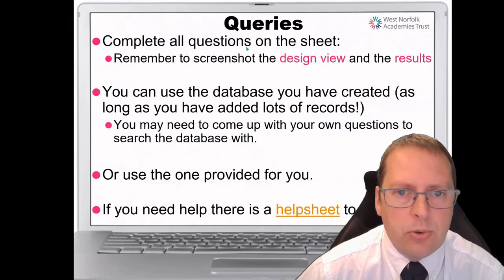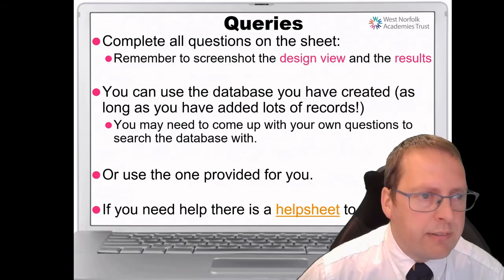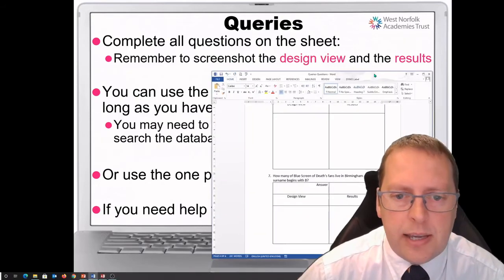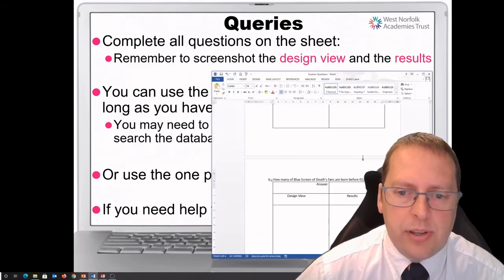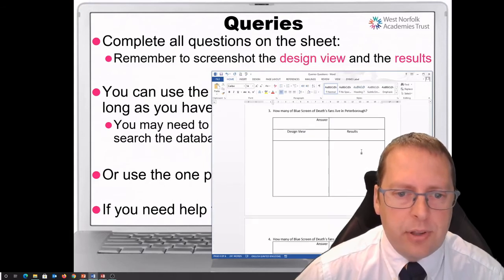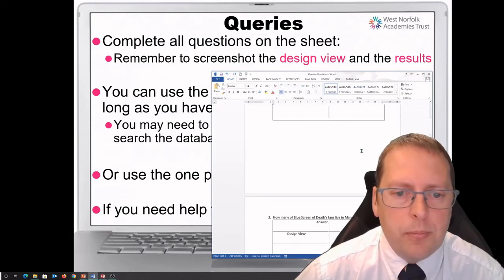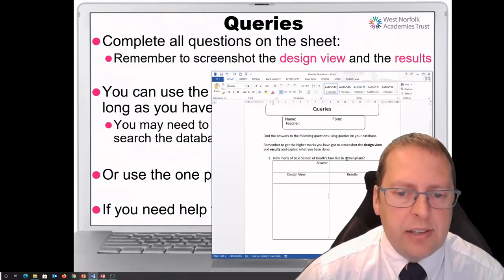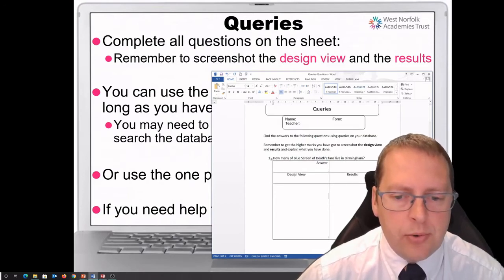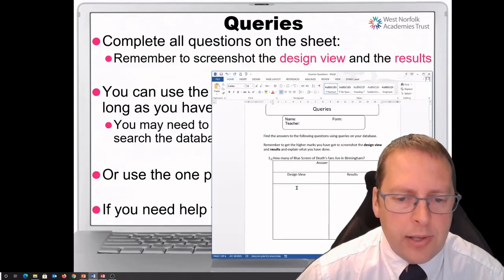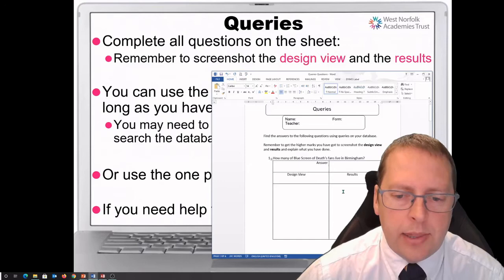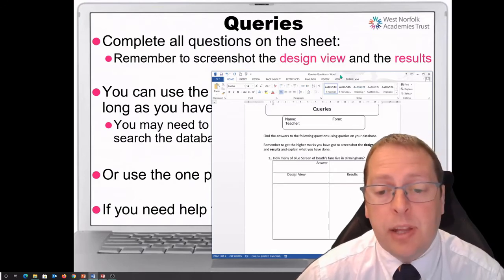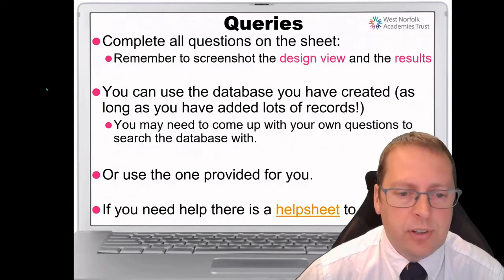So we've got to complete all the questions on the sheet. The sheet it's referring to is this sheet here, where there are lots of questions. If I go back to the first question, it wants to know how many of Blue Screen of Death's fans live in Birmingham. So I'm going to show you how to perform that query, and then you can put a screenshot of your query design here and then the table of results in here. So that's what we're looking at, who lives in Birmingham, and that'll be one of the first queries we look at.